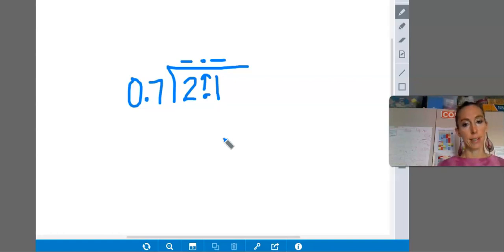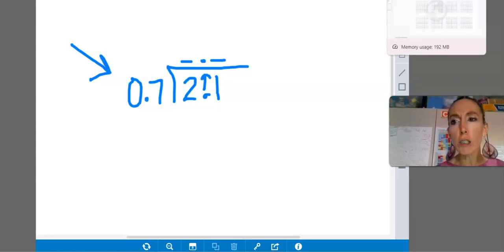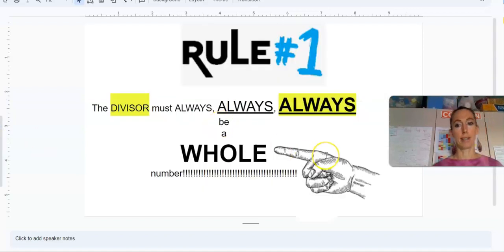The thing is, there is a rule. When we are dividing by a decimal number, if our divisor is a decimal number, we have to keep in mind one rule. And that rule is this. Go ahead and pause the video and read that at least 3 times, okay? Take that in and then come back when you're ready. All right, yeah, the divisor must always be a whole number.